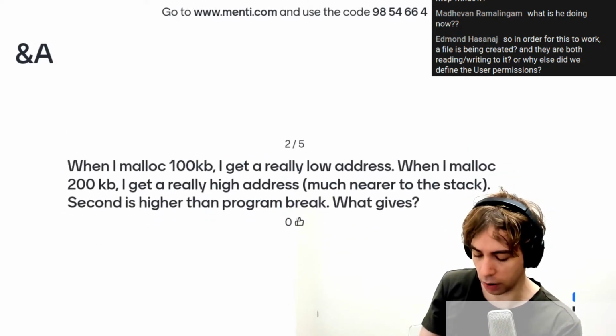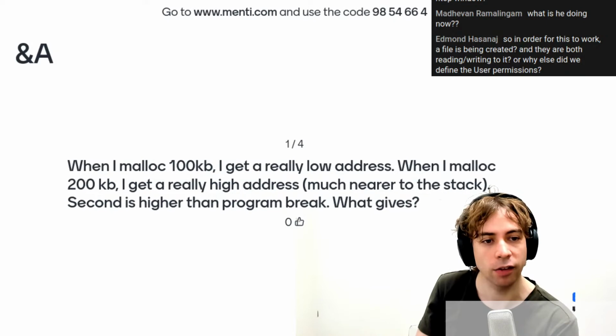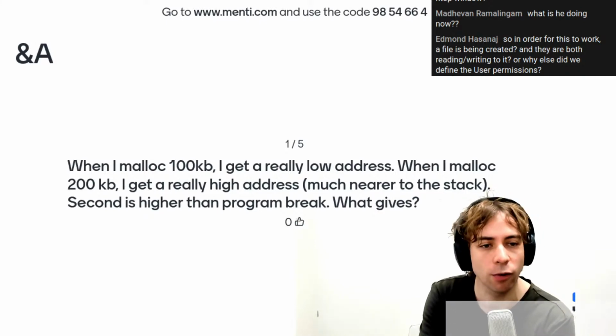When I malloc 100 kilobytes, I get a really low address. When I malloc 200 kilobytes, I get a really high address, much nearer to the stack. The second is higher than the program break. What gives? So what is the reason for this?